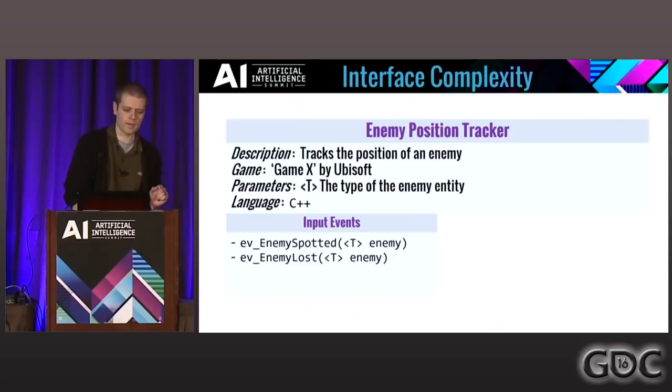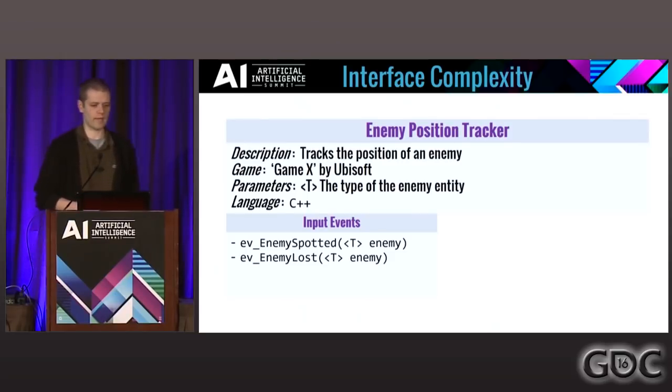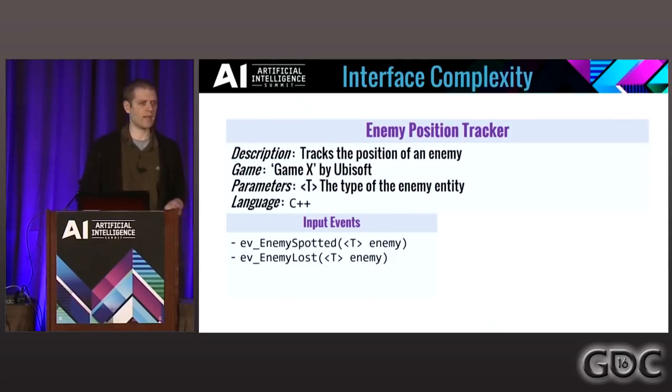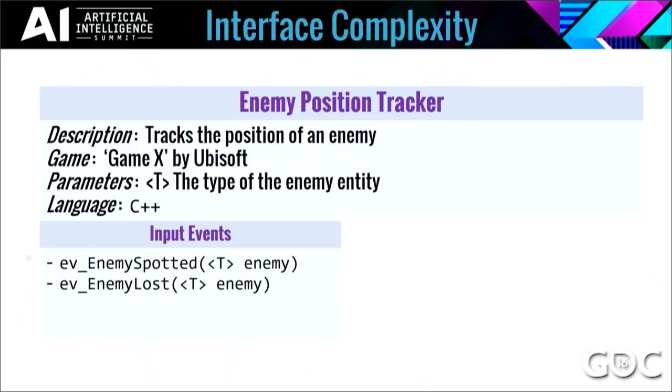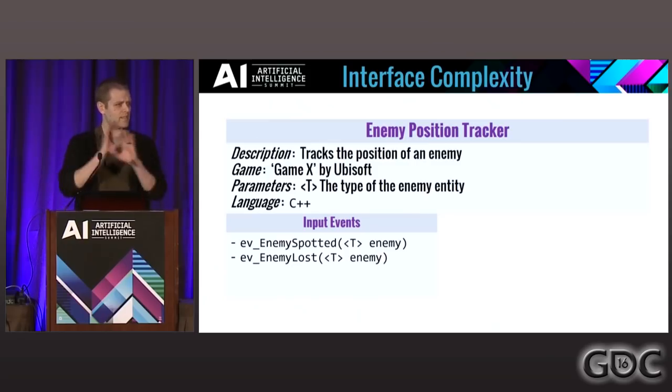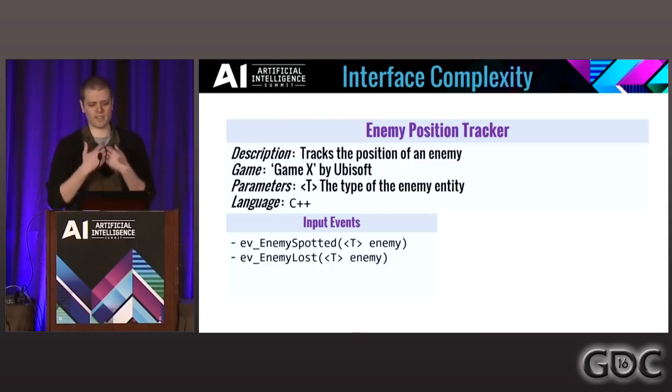Now, as input, it's going to be looking for a couple specific events. The first would be an enemy spotted event. The second would be an enemy lost. So basically, this is telling it when to start and stop tracking. We don't really need to worry about what it's doing to maintain its own list. That functionality doesn't really matter. Those events are going to come from some other part of the system, and we'll be able to use them.